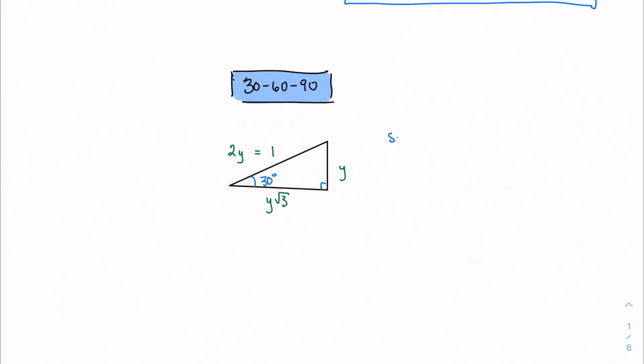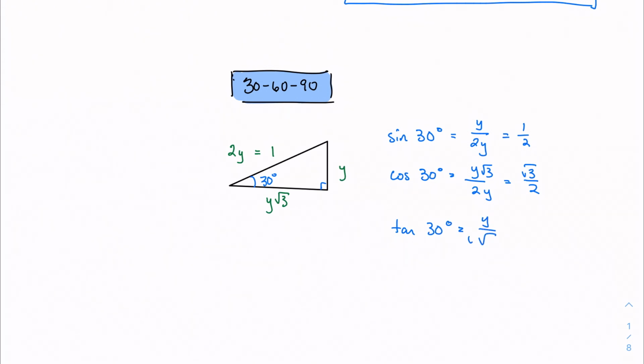So we can find sine of 30 by taking opposite over hypotenuse and simplifying that to 1/2. And we can do cosine of 30 by taking adjacent over hypotenuse and reducing that to root 3 over 2. And we can do tangent of 30 by taking opposite over adjacent and reducing that to 1 over root 3, which you might want to rationalize to root 3 over 3.